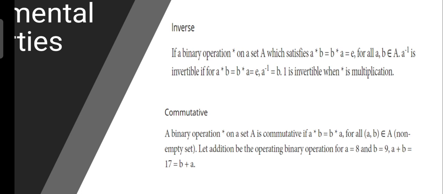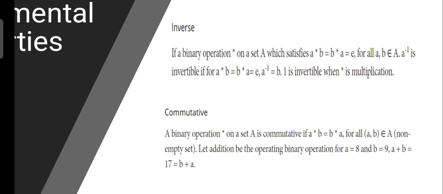Basically, an inverse element is an element such that if we combine it with another element, then it gives the identity element, which is A star B is equal to B star A is equal to identity. So A is invertible if A star B is equal to B star A is equal to identity, and we also say that A inverse is equal to B. So 1 is invertible when star is multiplication.